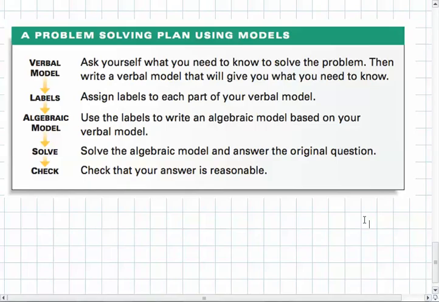Overall, our process is going to look like this. You're going to start with a verbal model, which is also another way of saying your written model. So you're going to write it out in words, and then you're going to assign labels. After that, you're going to end up with an algebraic model, which you will solve and then check. Even though it sometimes seems a little frustrating to do all these steps out for every single problem, it will save you a lot of hassle because it'll help you avoid making lots of mistakes. So again, verbal model, then labels, then algebraic model, solve, and then check. It's really important that you remember those steps.